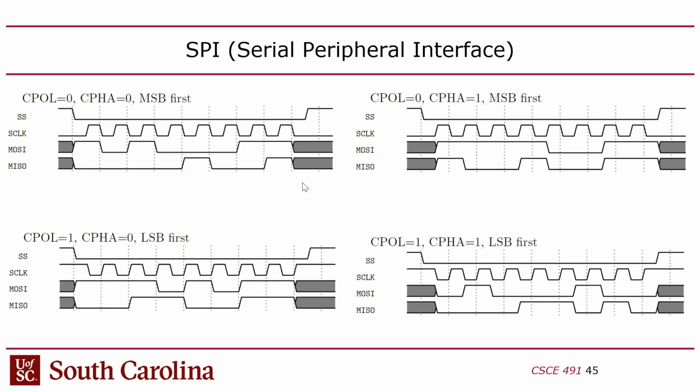So the second edge of the clock would be a rising edge if CPOL was 1, right? Because the clock would start out 1, the first edge would be falling, the second edge would be rising, right? If CPOL is 0, the second edge would be a falling edge because you start out 0, then you go to 1, and then back to 0, right? Make sense?